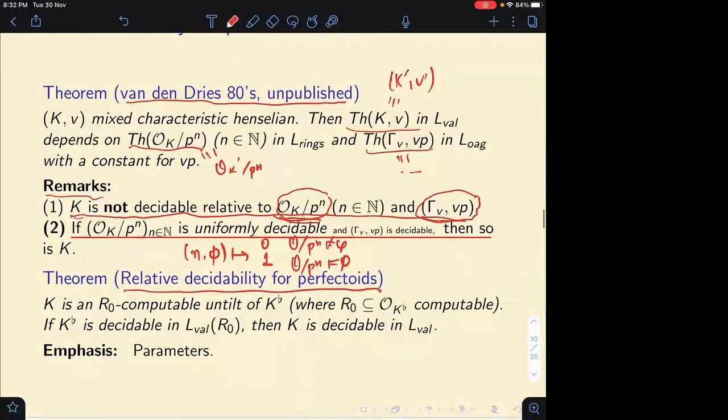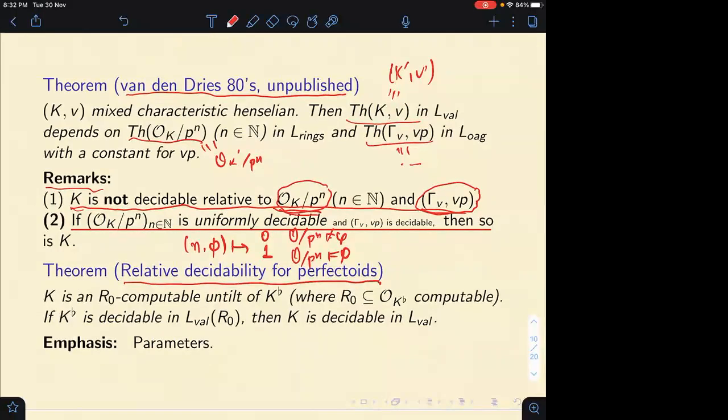Okay, so here's the theorem. Now you assume that K is an R0 computable untilt of K flat for some R0. And now you can really lift decidability from characteristic p to characteristic 0. So if the tilt is decidable in the language with parameters coming from the computable subring, then you get decidability of K in the language of valued fields. Okay, and let me stress again that if you omit the parameters here, this statement is false.